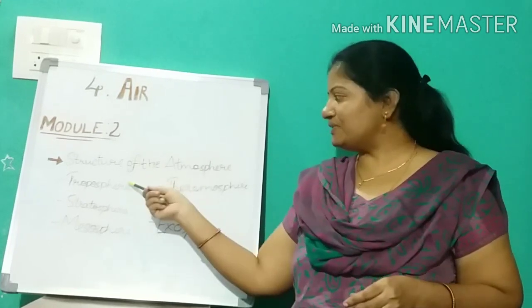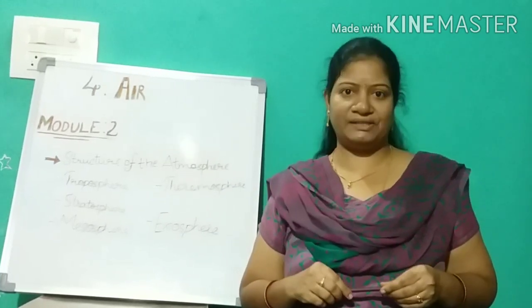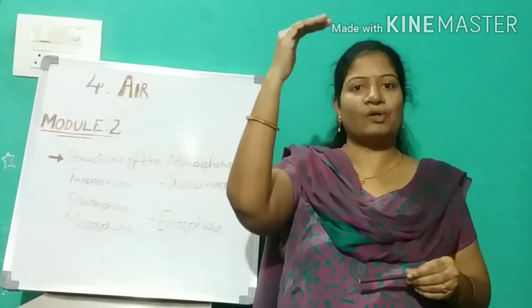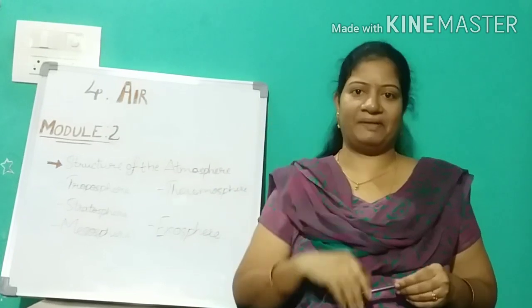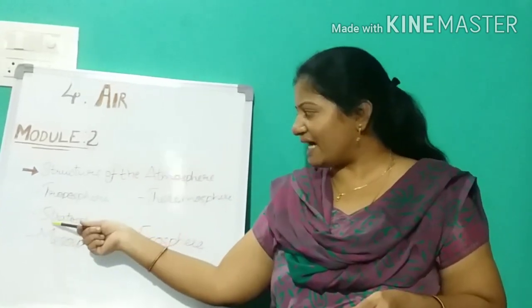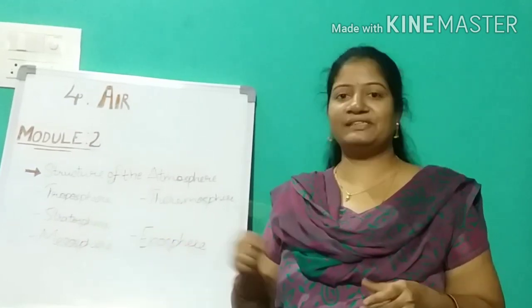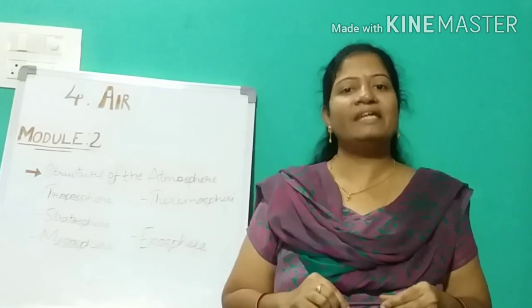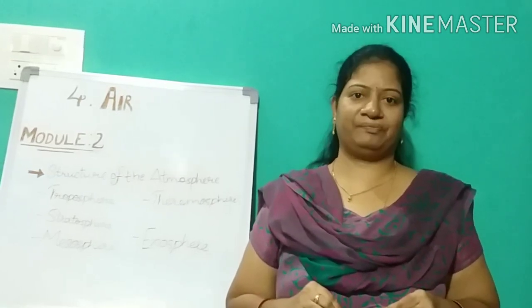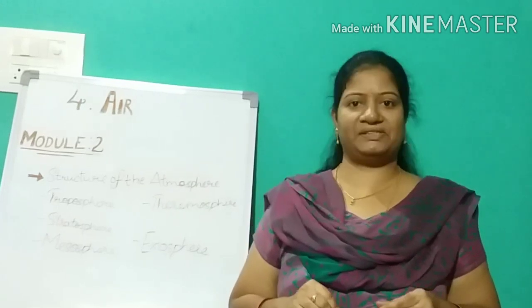Next, coming to the stratosphere. After the tropopause, which is the upper limit of the troposphere, the stratosphere will start. This stratosphere extends up to 50 kilometers of height, and the upper limit of the stratosphere is also called the stratopause.